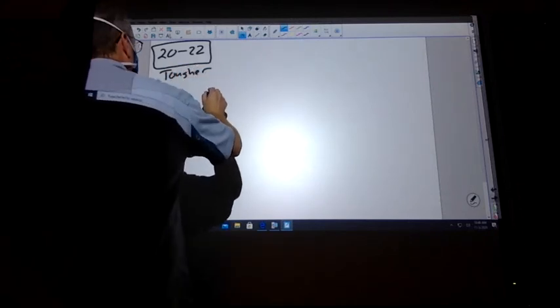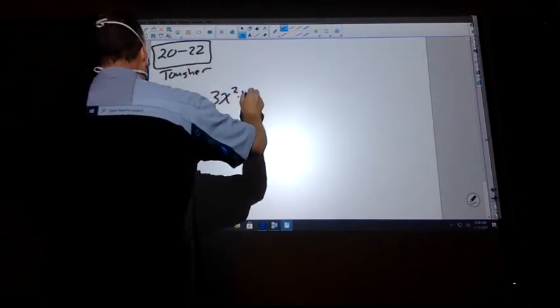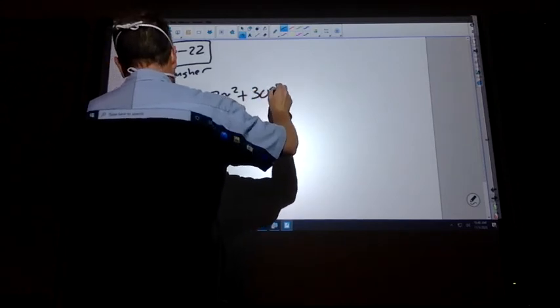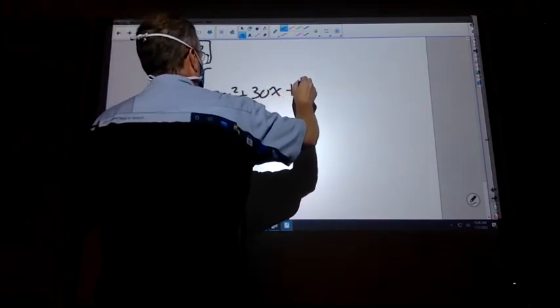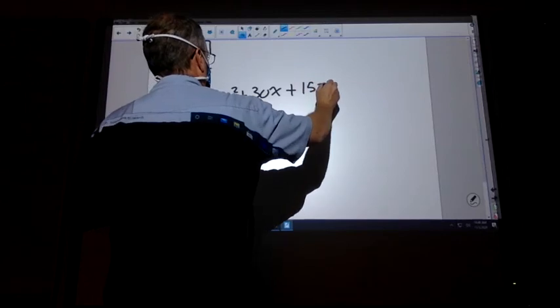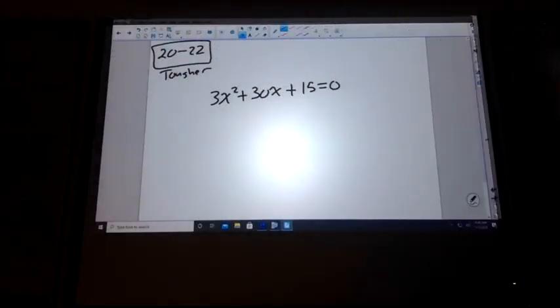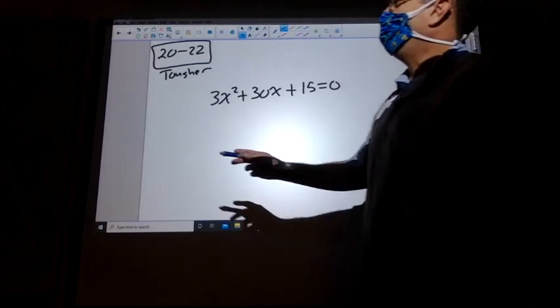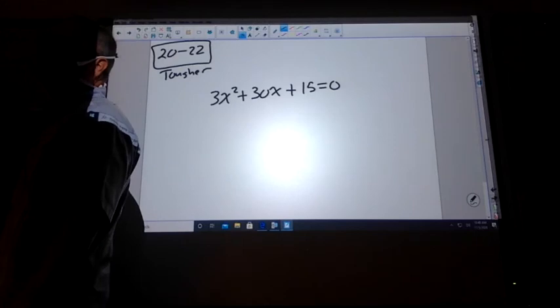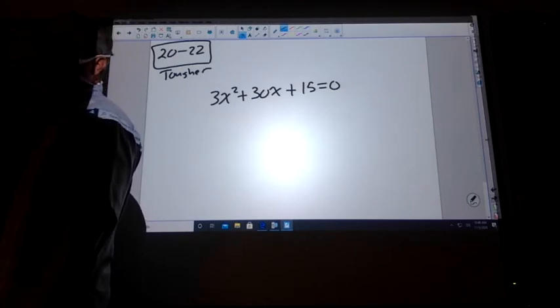So let's say we have 3x squared plus 30x plus 15 equals 0. So I'm solving it. I'm not putting it in vertex form, so I'm trying to solve it. So step 1, we add these steps up here. If these get erased overnight, I'll make sure they're back up on the board. Sound good?